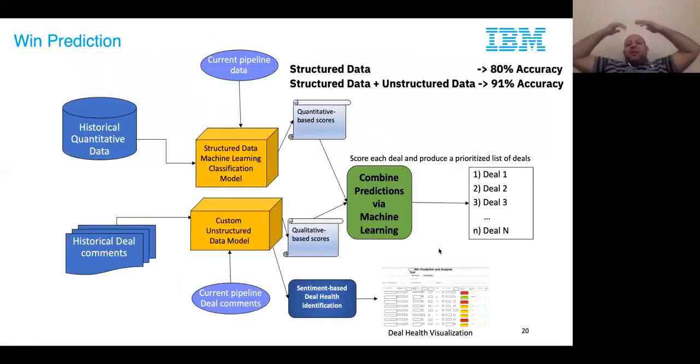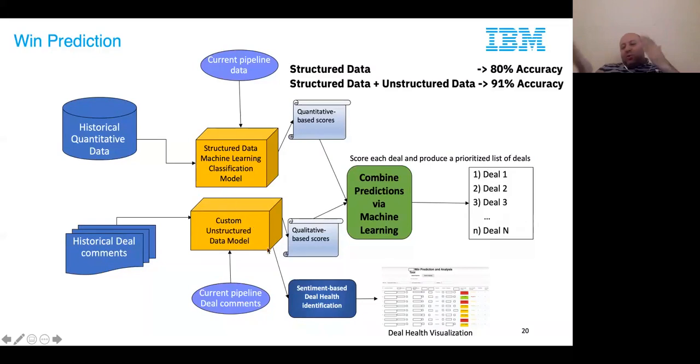Then last but not least came the win prediction, where we want to predict how the deals are going, and we want to come up with a priority list of how the deals are going, where deals on top are going really well, deals on bottom are going really badly, and in the middle are the ones that could go either way, so they are the ones that the business should take some action on. And to do so, we did some analysis of both the structured and unstructured data. So we built a classification model on structured data, and we also analyzed unstructured data.